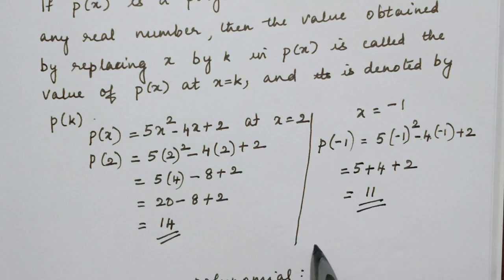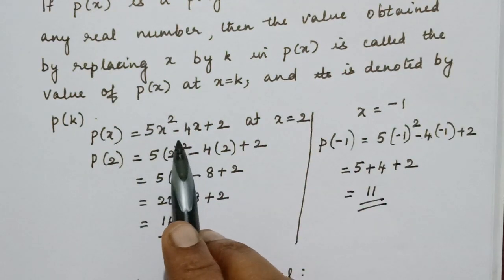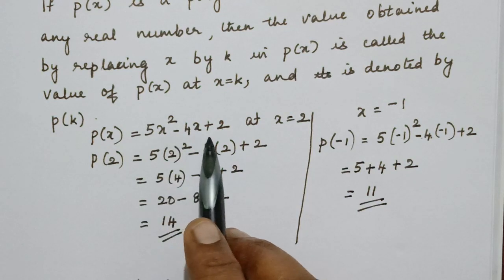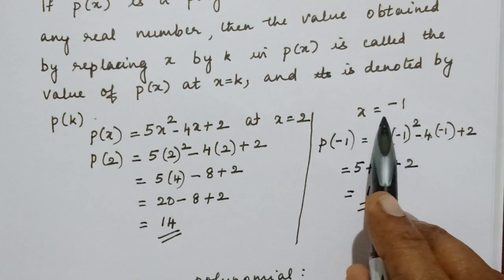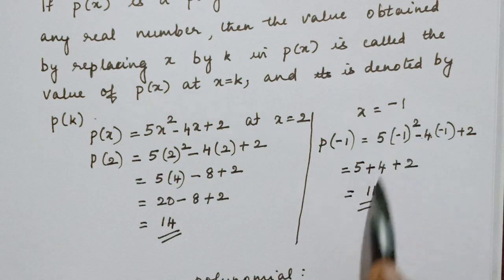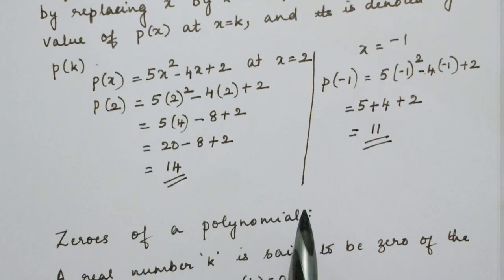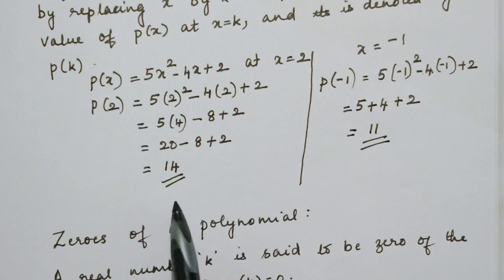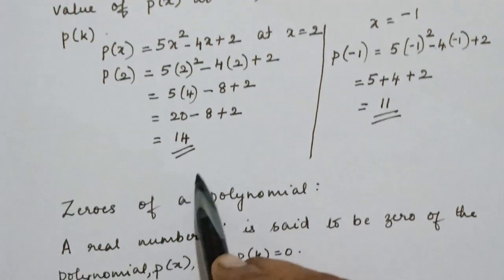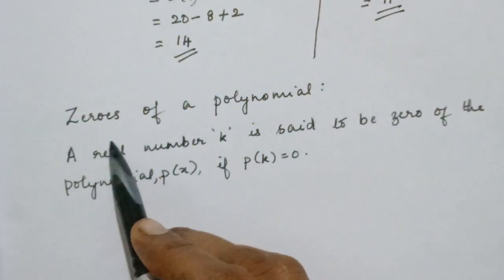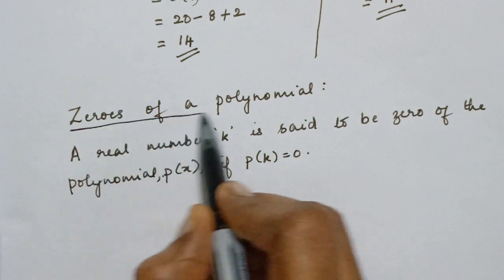So that means the value of p of x, 5x squared minus 4x plus 2, at x equal to minus 1 is 11. So one more time I will say that we get different values of p of x for different values of x. Now we will see what we mean by zeros of a polynomial.